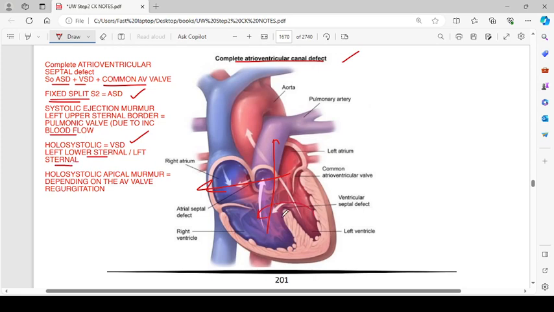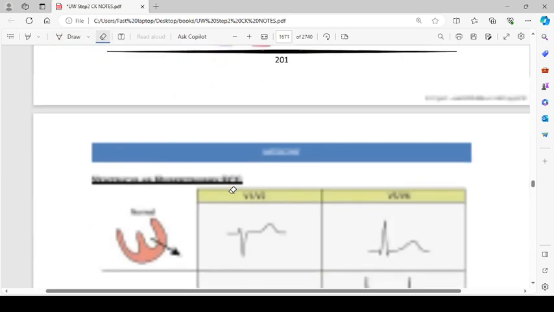Although it does not make sense to me why there would be a VSD murmur because there is no septum per se. But okay, there will be a VSD murmur as well. And a holosystolic apical murmur depending on the AV valve regurgitation. If the atrioventricular valve is patent, the murmur will not be present. If it is regurgitant, and it should be regurgitant because that is a common valve, then that holosystolic apical murmur will also be present.